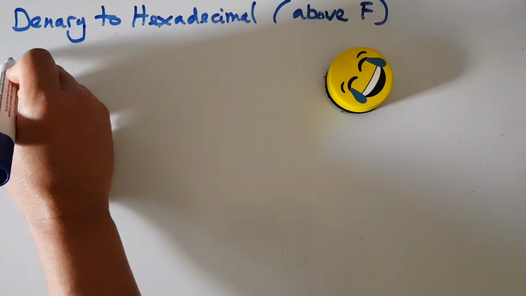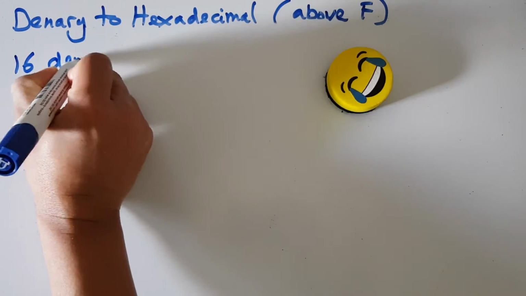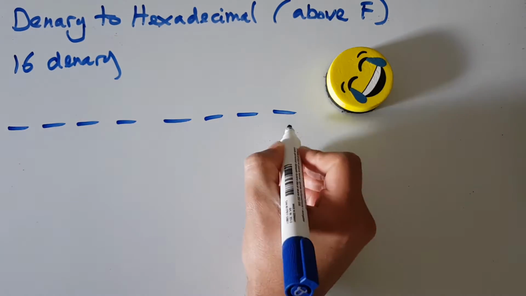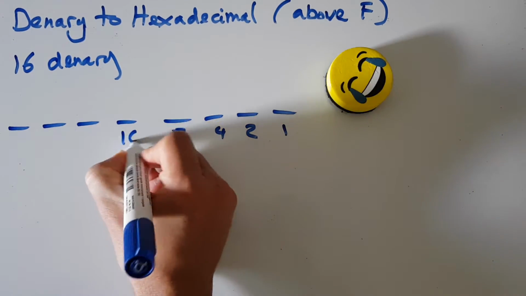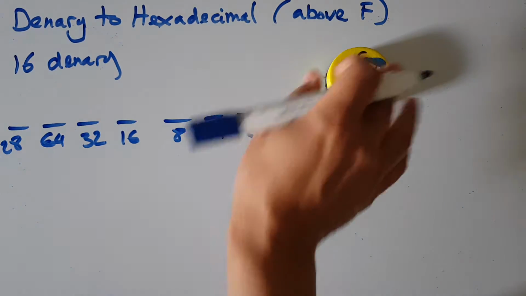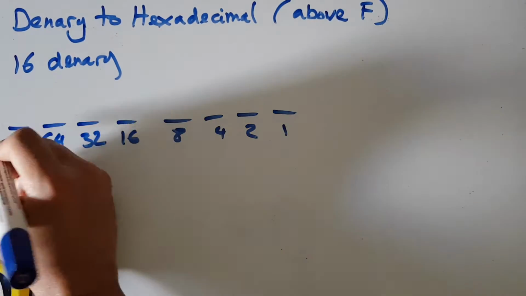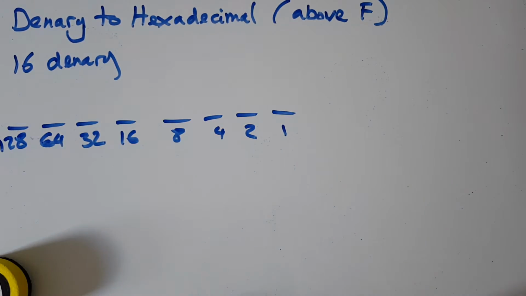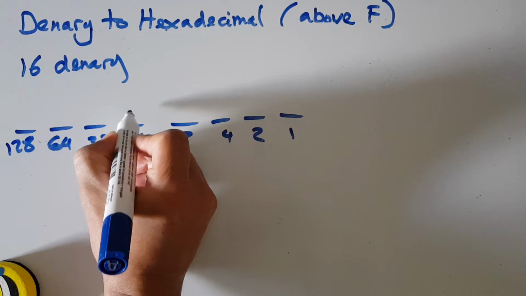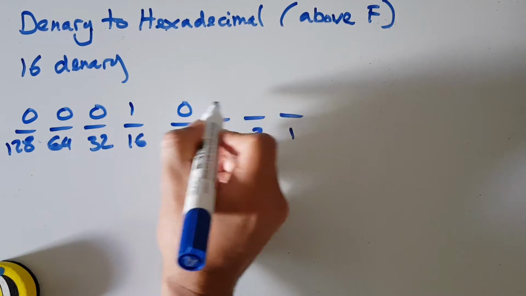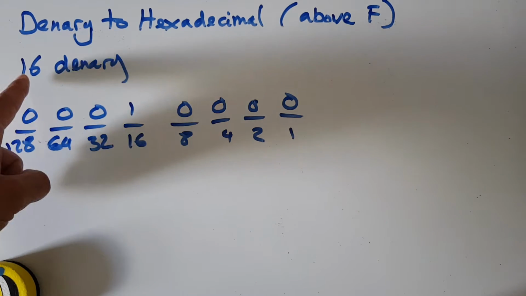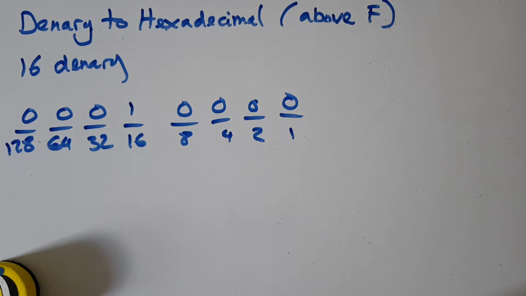So let's try it with 16 to begin with. So here's 16 denary. First step is to convert it into 8-bit binary. I'll just make sure that's on the screen. So 128. So what positions do I need to switch on? Well, clearly I need a 16, and that's it. So that's quite simple to begin with. So step 1, convert 16 denary into 8-bit binary.